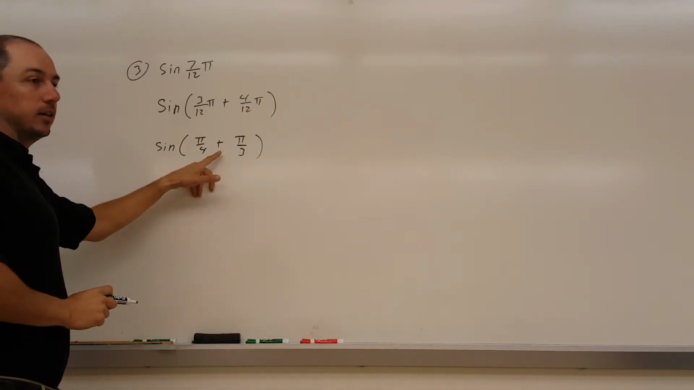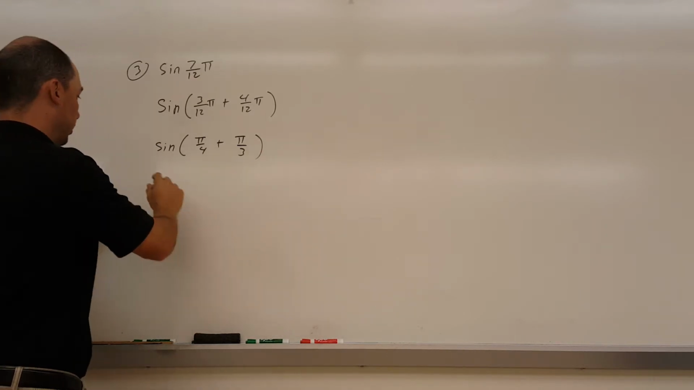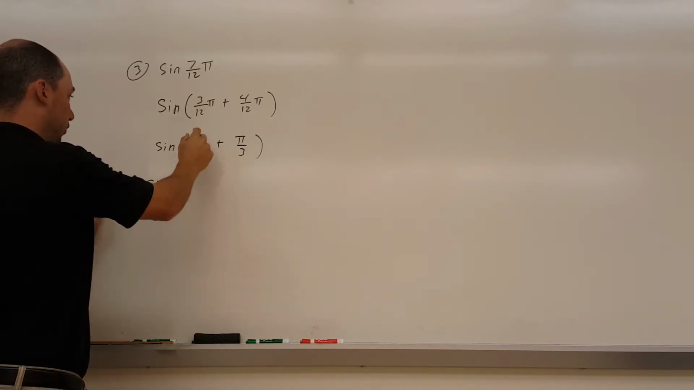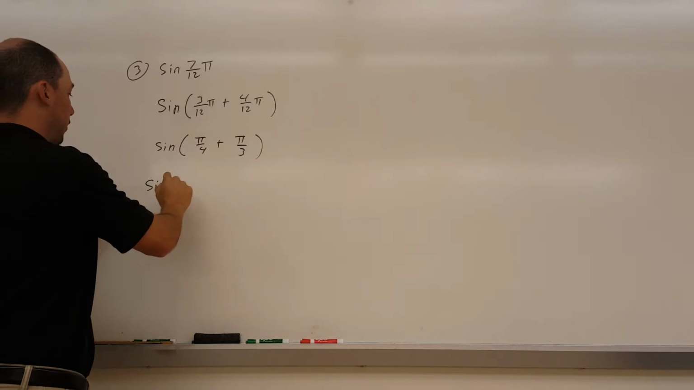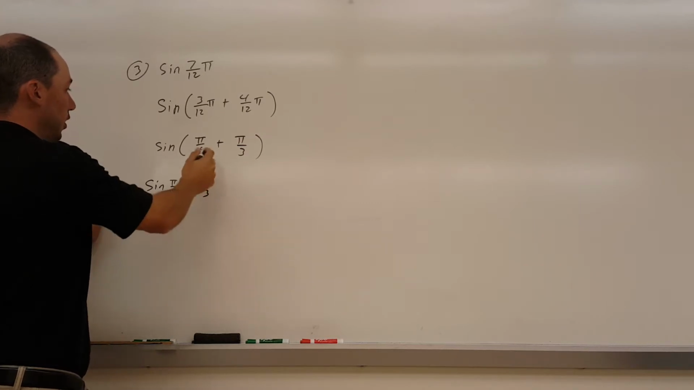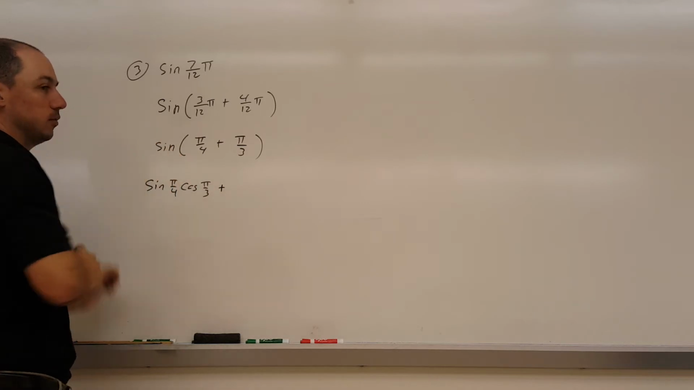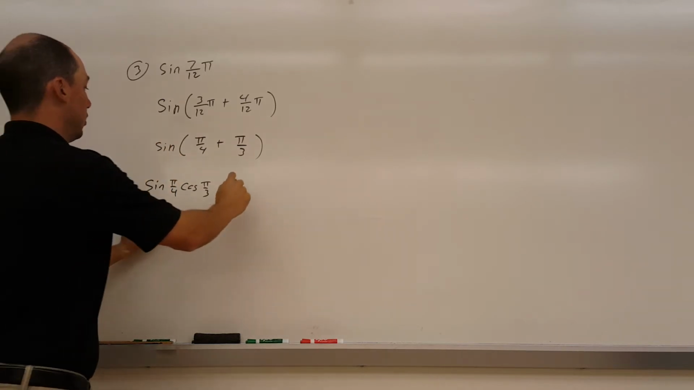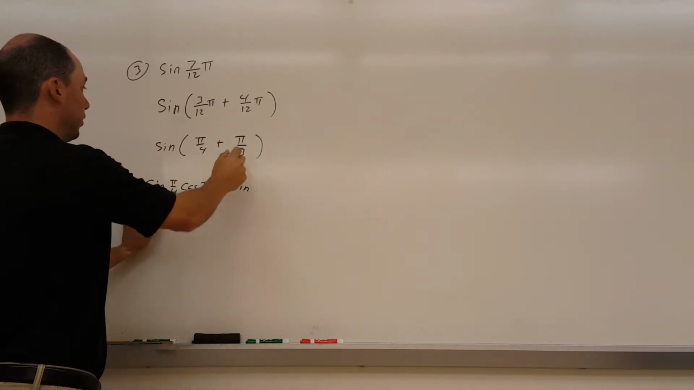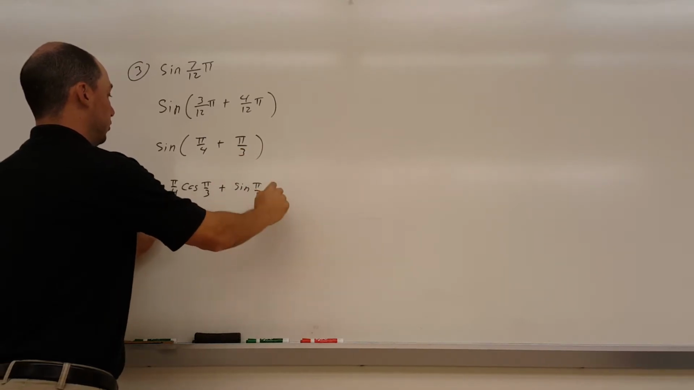Sine sum identity. Okay, so sine has sine and cosine together, and then sine and cosine together. Sine of alpha, let's call this alpha, beta. Sine of alpha, which is π/4, times cosine of beta, which is π/3. Sine is positive here, it stays positive for the sine sum identity. Sine of beta, the other angle now, π/3, times cosine of alpha, which is π/4.